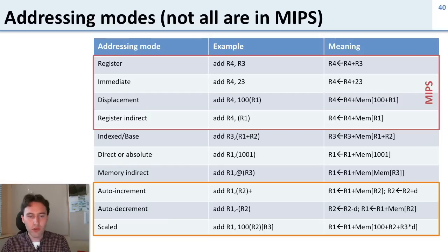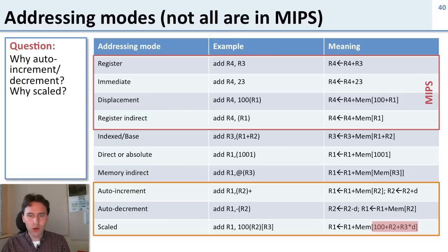We have auto-increment, auto-decrement, and scaled. And these both access data and then update the register. Take a look at scaled. It's doing something really complicated here. It's adding a constant to one register, to another register, and it's multiplying that third register by some offset. This is a really complicated memory access.